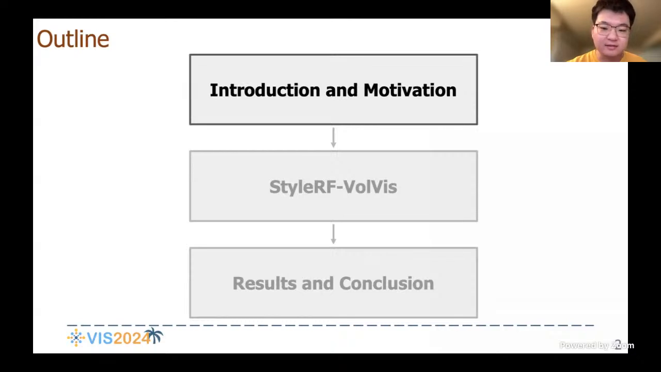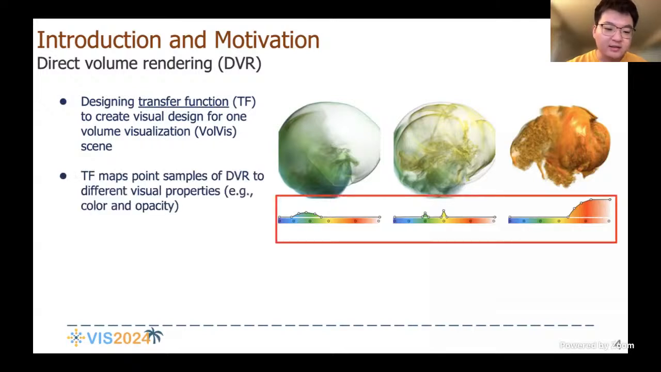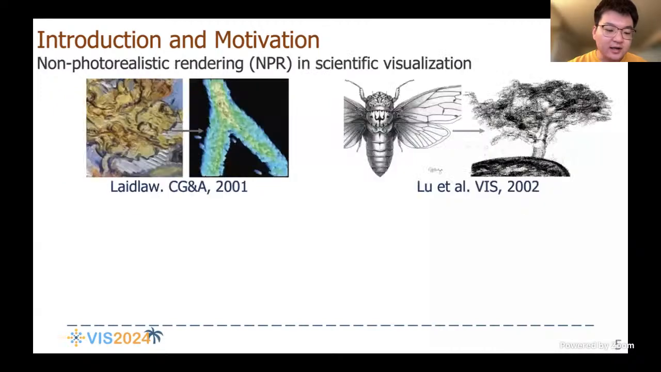Okay, so direct volume rendering, or DVR, is a powerful technique for volume visualization to explore and study volumetric data. The expressiveness and the flexibility of DVR mainly stem from the design space of the transfer function, or TF, which maps the point samples of DVR to different visual properties, such as color and opacity, to create a unique visual design.